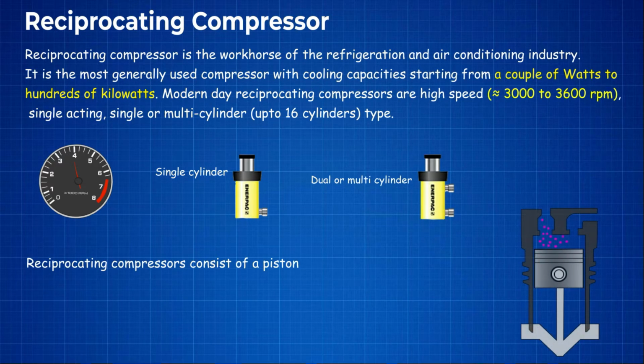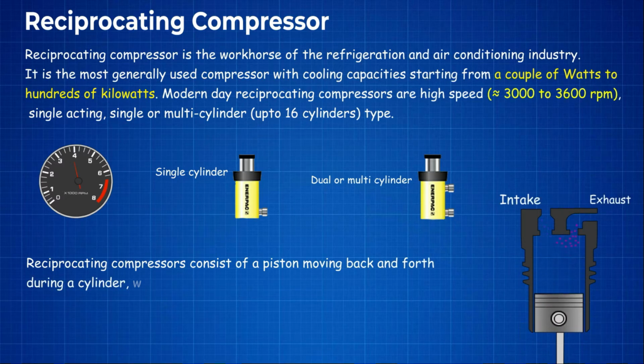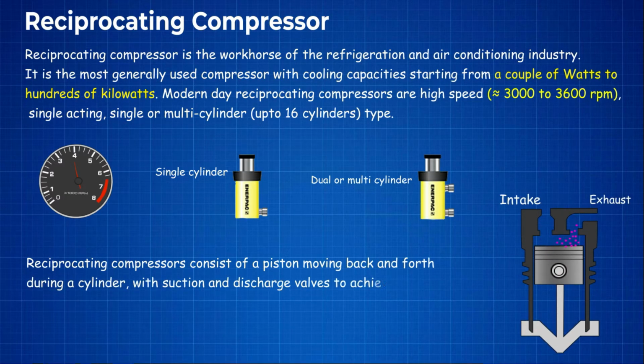Reciprocating compressors consist of a piston moving back and forth in a cylinder, with suction and discharge valves to achieve suction and compression of the refrigerant vapor.